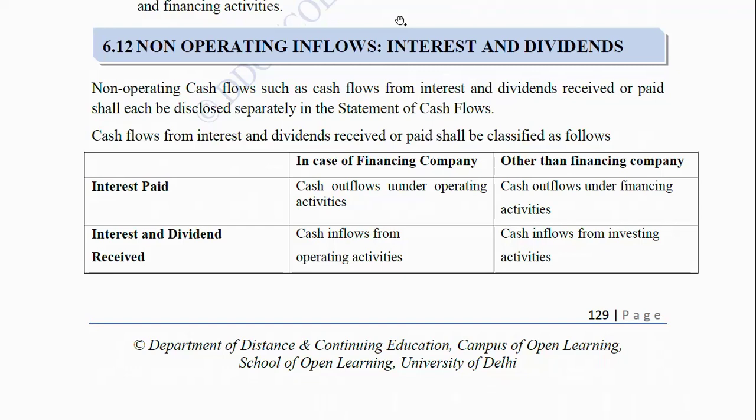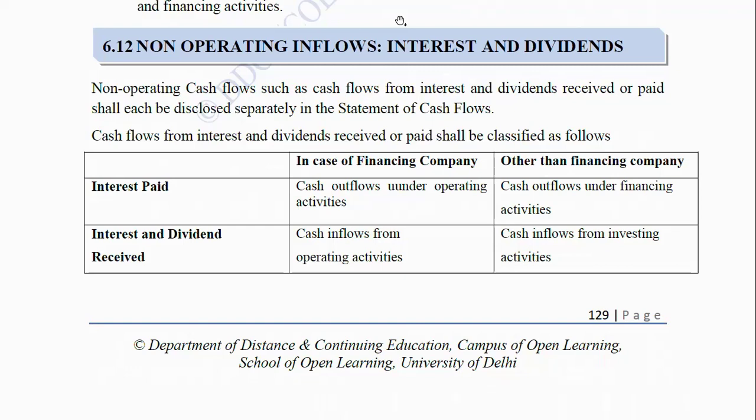Non-operating cash inflows, such as cash flows from interest and dividend received or paid, shall each be disclosed separately in the statement of cash flows. Cash flows from interest and dividend received or paid shall be classified as follows. The classification and treatment for a financing company is shown in the second column, and for other than a financing company in the third column.